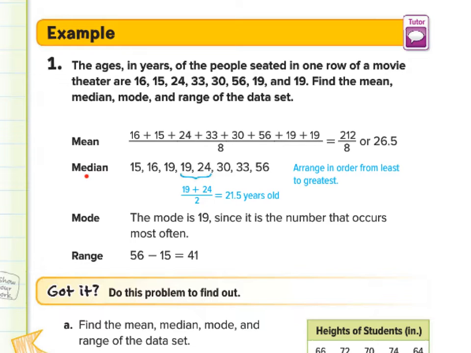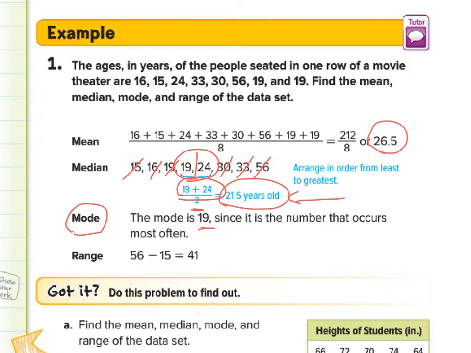For the median, we organize the numbers from least to greatest and we cross them out one by one, like so. Cross that one and that one, that one and that one, that one and that one. And then you're left with these two. And you find the average of these two, which is the middle number, essentially. You add the two numbers together, and then you divide it by 2, and that's going to give you 21 and a half. So we have a mean of 26 and a half years, and a median of 21 and a half years. The mode is the most repeated number, and that is clearly 19. It's the only one that I noticed that repeated itself.